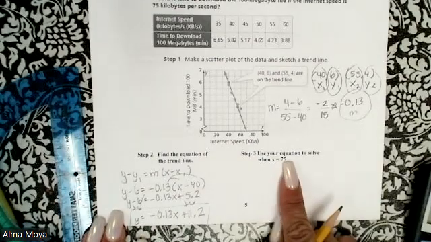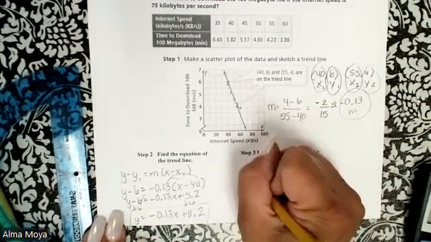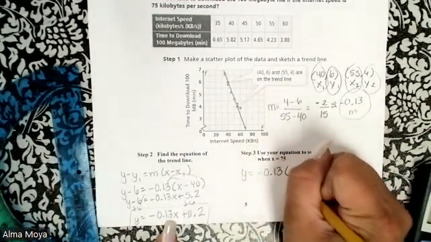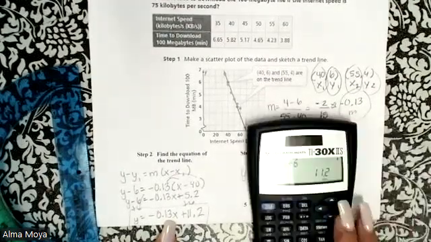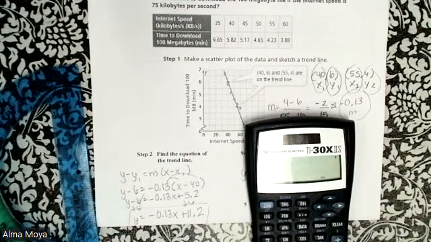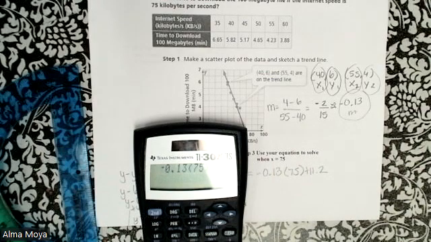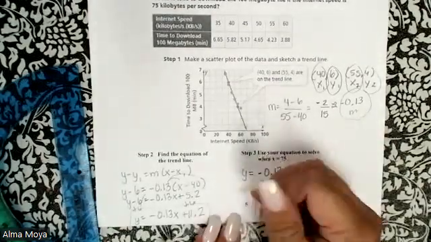So now we're going to use our equation and find out what happens when x equals 75. So I'm going to plug in a 75 right there. So I have -0.13 times 75 plus 11.2. And that answer comes out to be 1.45.